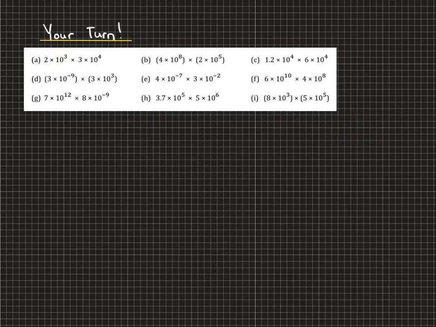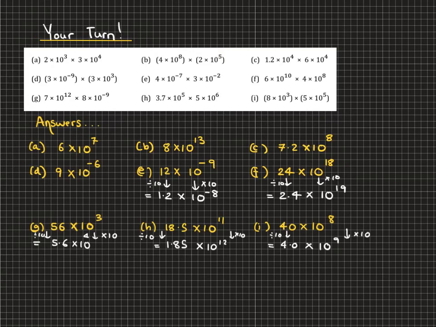So now it's your turn. In each of these questions, complete the multiplication, and then in each case, work out whether you then need to do a little bit more work to convert the result into true standard form. You must not use a calculator during any of these questions. The answers will come up in a few seconds, so make sure you pause the video. So here are the answers to the questions. Make sure you check them through. Hopefully you spotted that in E, F, G, H and I, all of the first answers that you got needed to then be converted into true standard form.